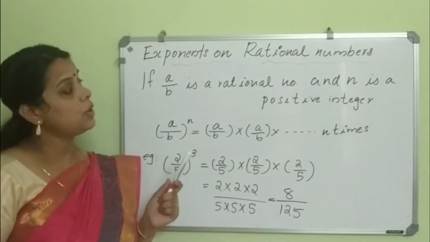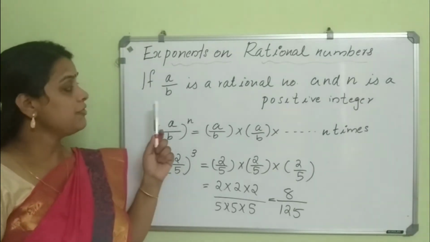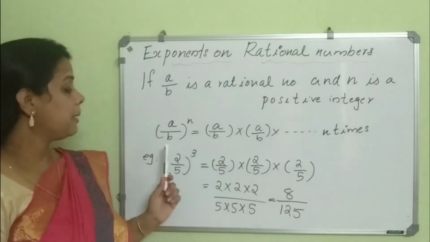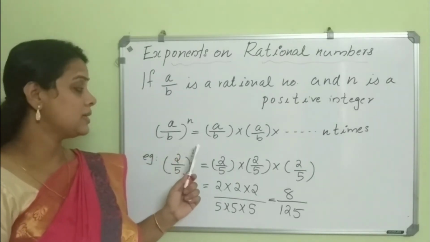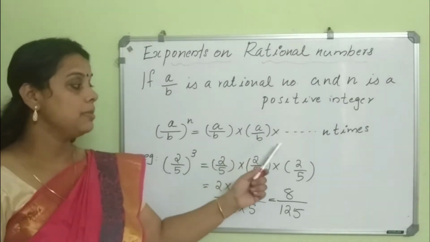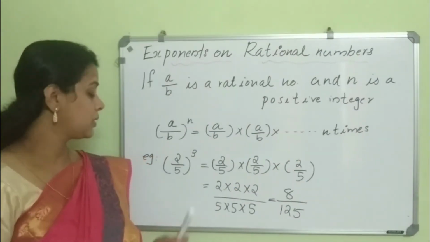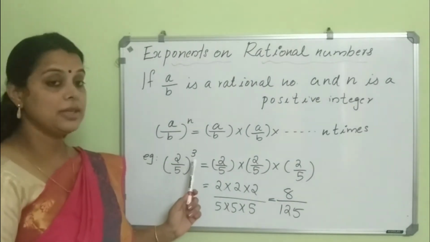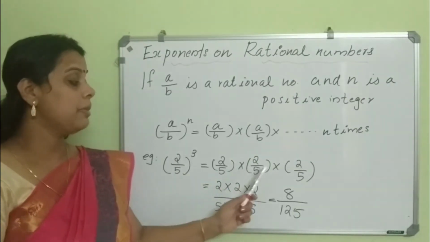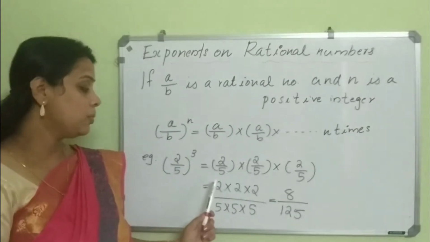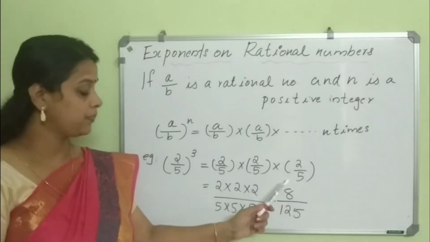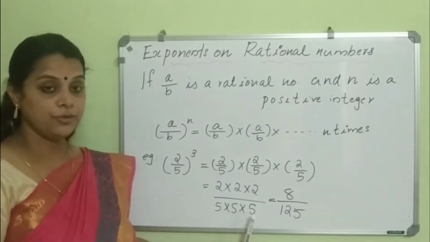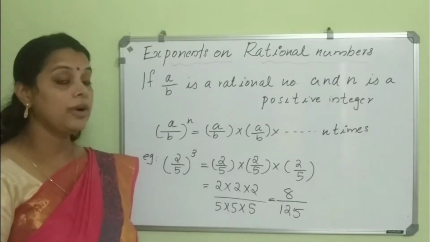Next is exponents on rational numbers. If a by b is a rational number and n is a positive integer, a by b raised to the power n is a by b into a by b into a by b, n times. For example, 2 by 5 is a rational number. 2 by 5 raised to the power 3 is 2 by 5 multiplied by itself 3 times. That is 2 by 5 into 2 by 5 into 2 by 5. That we can write as 2 into 2 into 2 over 5 into 5 into 5. The answer is 8 by 125.